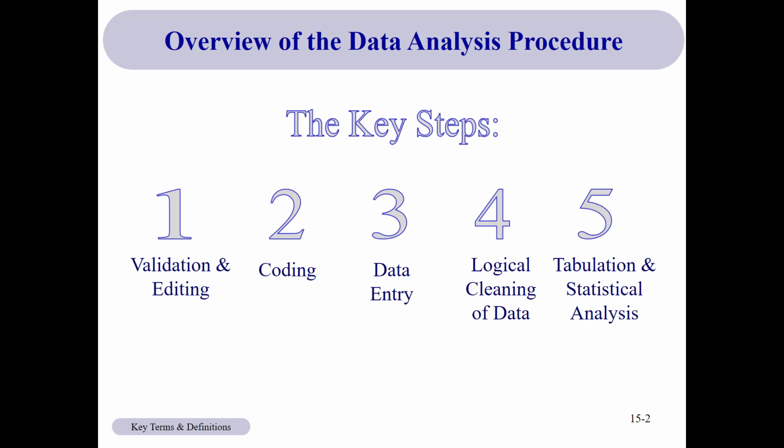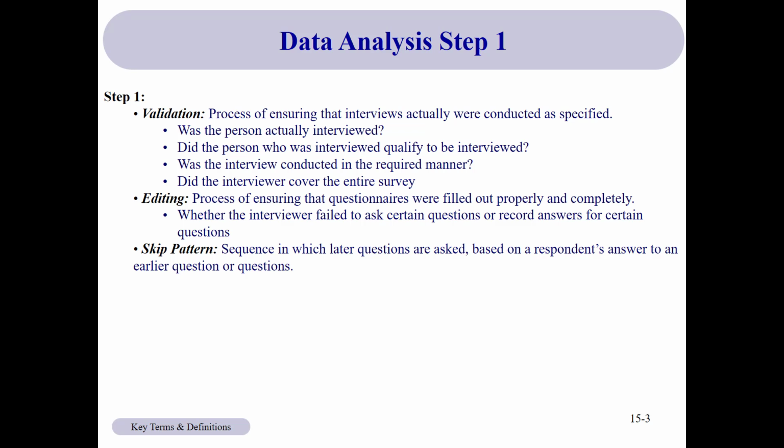Okay, you can look at it. This is a process view. We have 5 key steps in the whole important process of data analysis. Step number 1, validation and editing. Step number 2, coding. Step number 3, data entry. Step number 4, data cleaning. And step number 5, tabulation and statistical analysis.